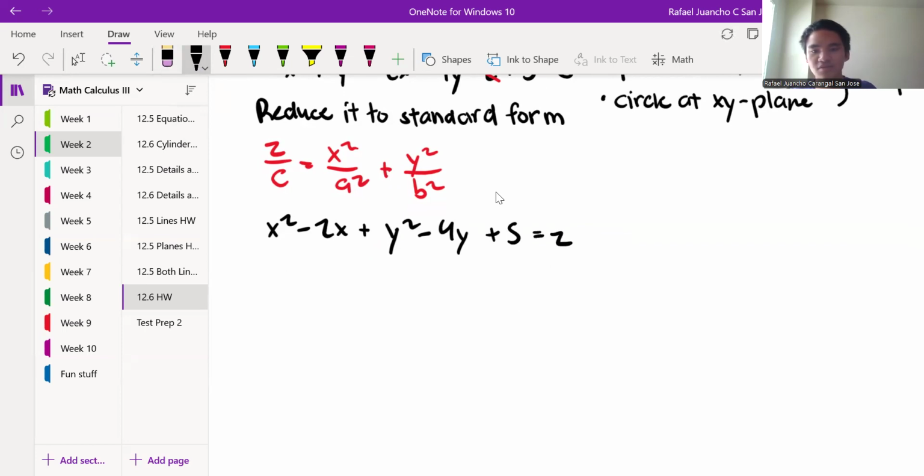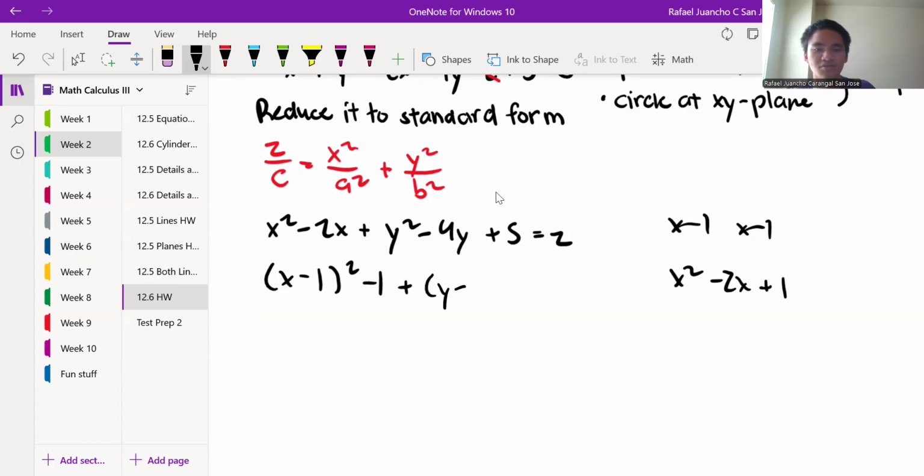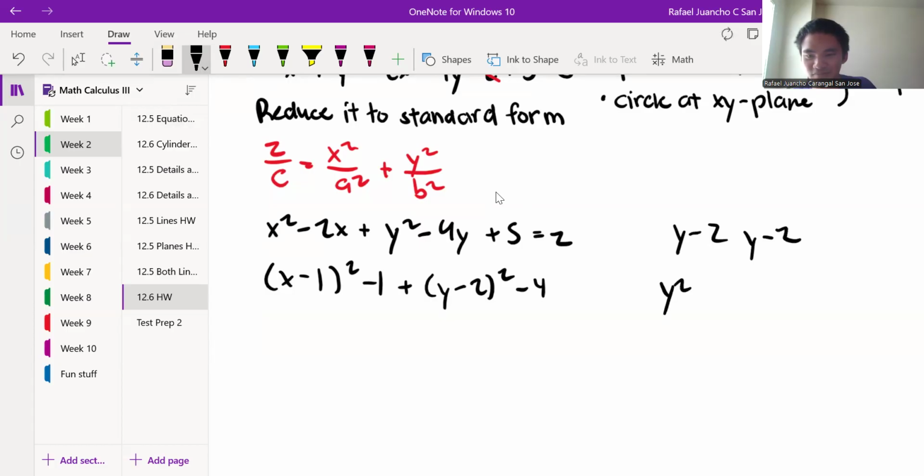And now I can maybe complete the square. Do I complete the square? Yeah, I probably should. So it was x minus 1 squared, then I think it was plus 1 maybe. x minus 1, x minus 1, x squared minus 2x plus 1. So it's minus 1. Then we have y minus 2 squared, and I think I subtract a 4 here. I'm just double checking. Minus 4y plus 4. So indeed it's minus 4.